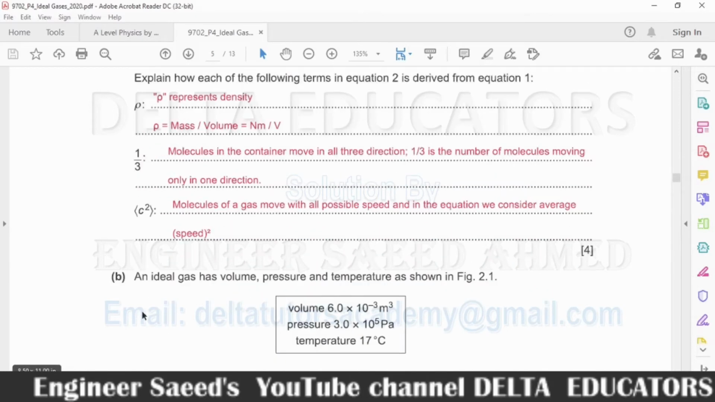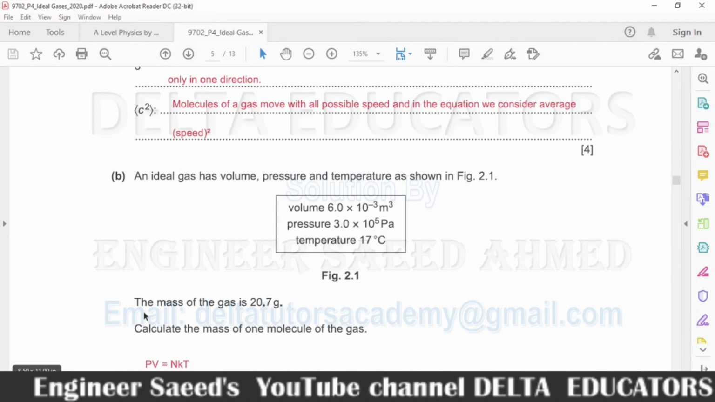Now next, part B. An ideal gas has volume, pressure and temperature as shown in figure 2.1. Volume is given 6 into 10 power minus 3 meter cube. Pressure is given 3 into 10 power 5 Pascal and temperature is given 17 degrees centigrade. The mass of the gas is 20.7 gram. Calculate the mass of one molecule of the gas.